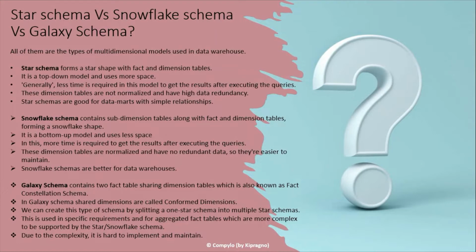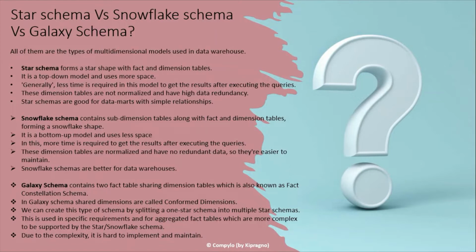In this, more time is required to get the results after executing the queries. These dimension tables are normalized and have no redundant data, so they are easier to maintain. Snowflake schemas are better for data warehouses. Galaxy schema contains two fact tables sharing dimension tables, which is also known as fact constellation schema. In Galaxy schema, shared dimensions are called conformed dimensions.